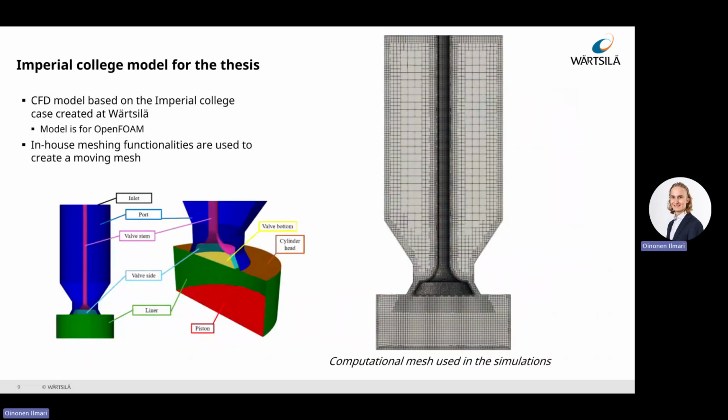A CFD model of the Imperial College case has been created in-house at Wärtsilä. This model is not specifically created for this thesis, but this thesis helps to assess how well it is performing compared to the reference data. The mesh for the model is created using OpenFOAM's meshing functionalities. This is done with the help of some in-house meshing tools created at Wärtsilä. The main challenge in the meshing is the movement of the piston, which changes the volume of the cylinder.